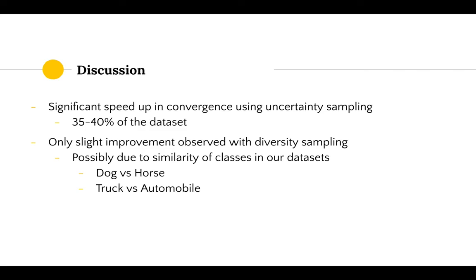Given our results, we see a clear benefit to using least confidence and margin-based uncertainty sampling methods, cutting down the cost of labeling by over 50%. As for the diversity sampling, we observed mixed results. One possible reason for this is the similarity of our classes in a dataset like CIFAR, for example, trucks and automobiles, or dogs and horses, which may result in the diversity methods grouping them in the same cluster.